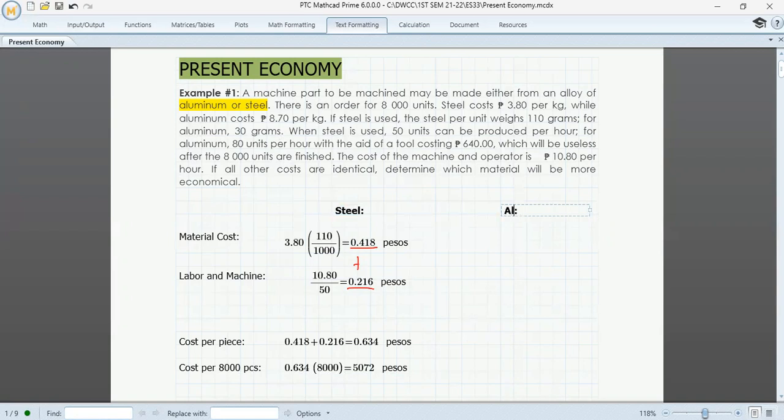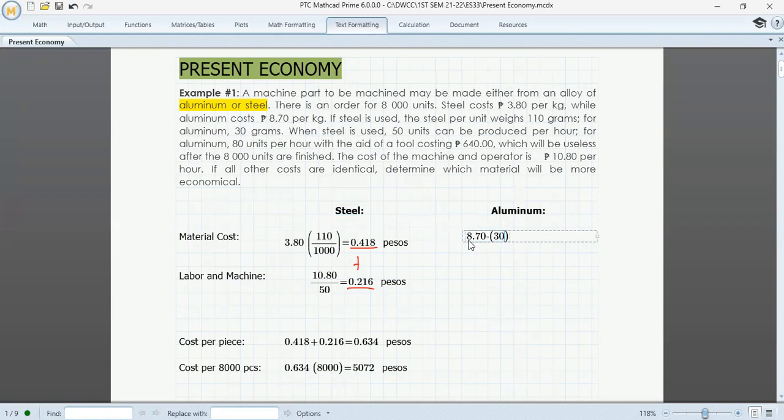We have here aluminum. Same process lang yung gagawin mo sa pag-solve kay aluminum. Okay? So, magkano naman natin mabibili yung aluminum? Sabi dito, aluminum cost 8.70 per kilogram. Eh ilang kilogram ba o ilang grams ang kakailanganin natin? 30 grams. So aluminum is 30 grams. So lagay natin dito 8.70 yung presyo niya kada kilogram multiply by 30.